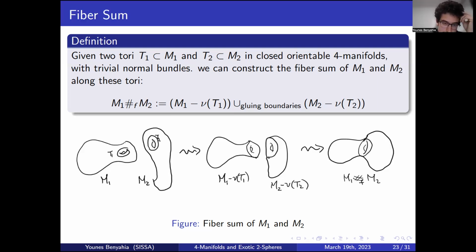This way you get a manifold called the fiber sum between M1 and M2, and you denote it this way with a d s and an f, small f. So this is like a more general connected sum. In the connected sum, you had a point and you remove the point, and in this case you have a torus, you remove a torus.